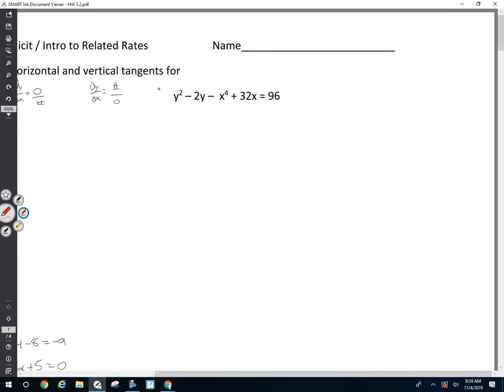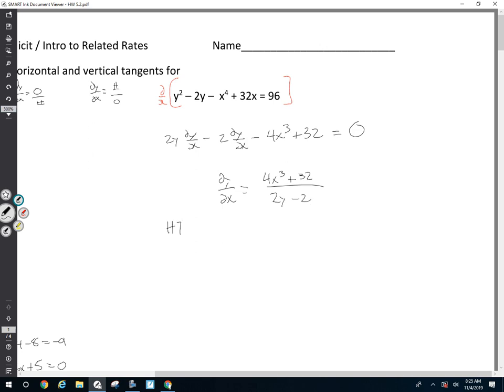Let's do the same for this one. Two y minus 2y dy dx minus 2 dy dx minus 4x cubed plus 32 equals, don't forget the derivative of the right side is 0. Solving for dy dx after adding, factoring, and then dividing, I'd get positive 4x cubed plus 32 over 2y minus 2.